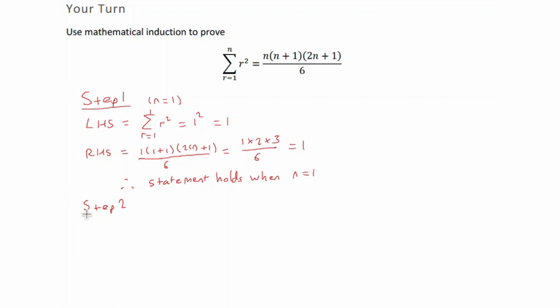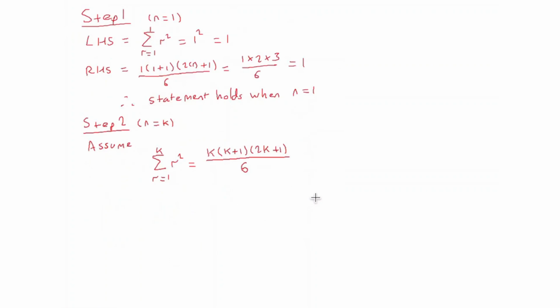Now we move on to step 2. Step 2 is when n is equal to k, our assumption. So we're going to assume that the sum of r equals 1 up to k of r squared is equal to k times (k plus 1) times (2k plus 1), all over 6. And that's our assumption.